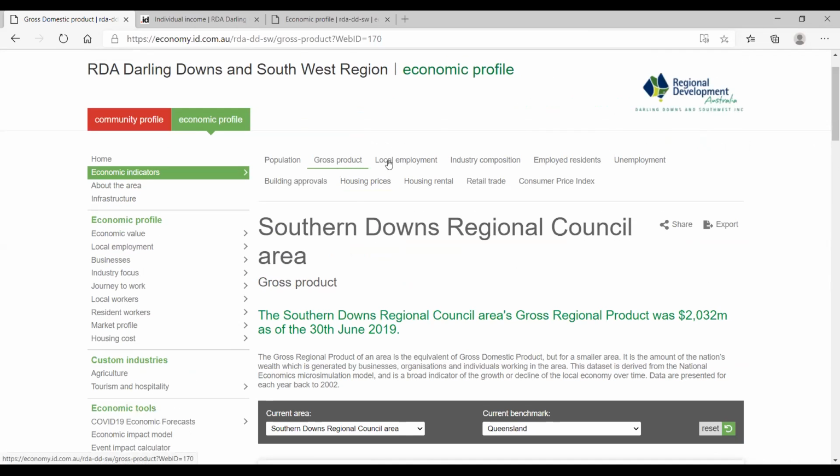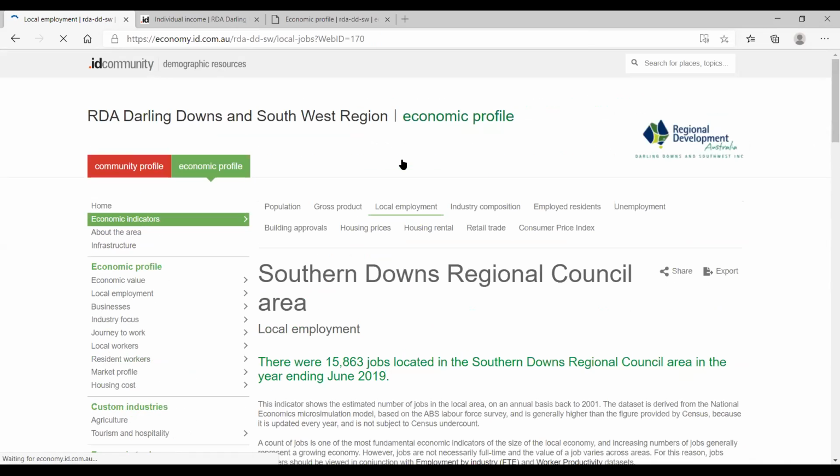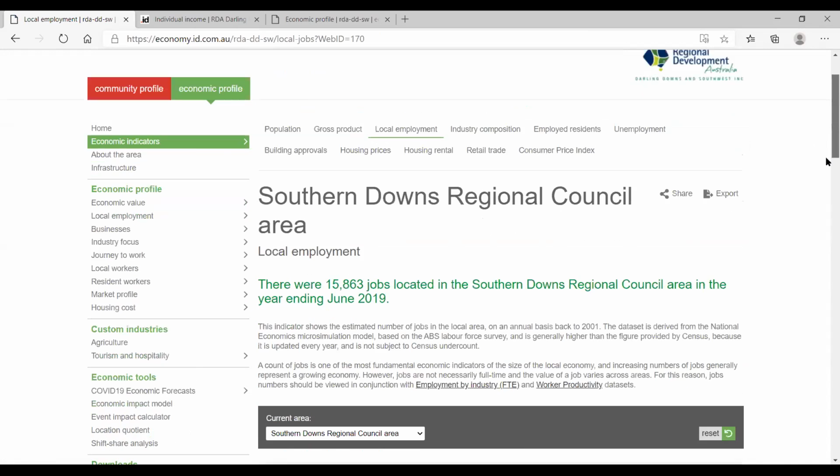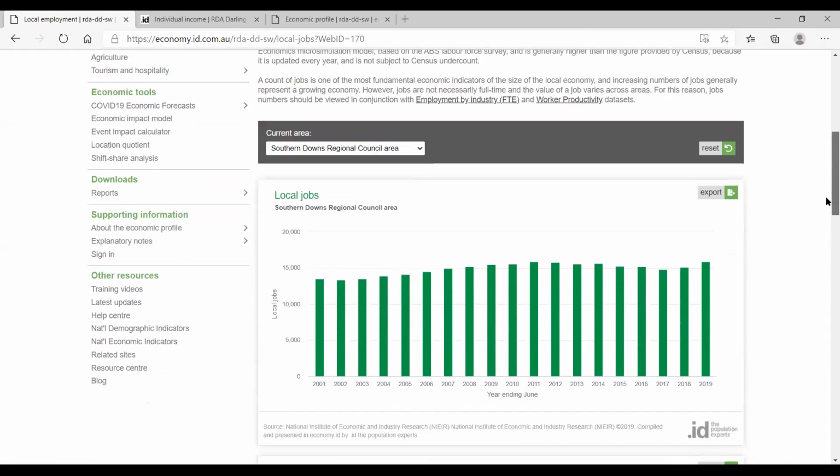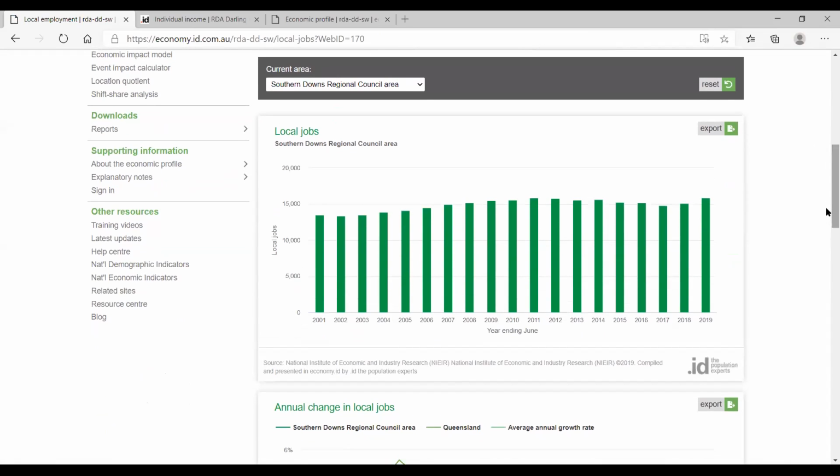So the next one we look at is gross product. Then we want to look at local employment. Gross product is very important. It tells me how well your industries are performing, but we also want to see whether or not that flows through to actual job numbers. Okay, and we can see here that since 2017, that GRP growth has been accompanied by jobs growth as well.